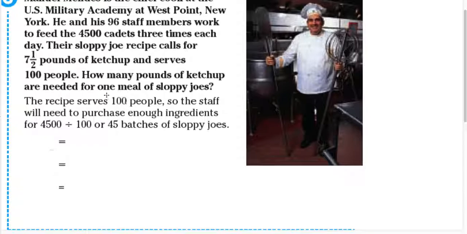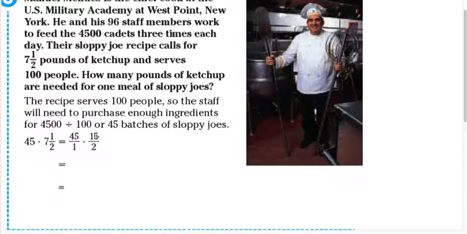So the recipe serves 100 people, so the staff will need to purchase enough ingredients for 4,500 divided by 100, or 45 batches of Sloppy Joes. Why 4,500? Because there are 4,500 cadets, and one recipe is for 100 people only. So you will need 45 batches of Sloppy Joes. Knowing that, we start with 45 times 7 and 1/2, and we need to convert 7 and 1/2 into an improper fraction.